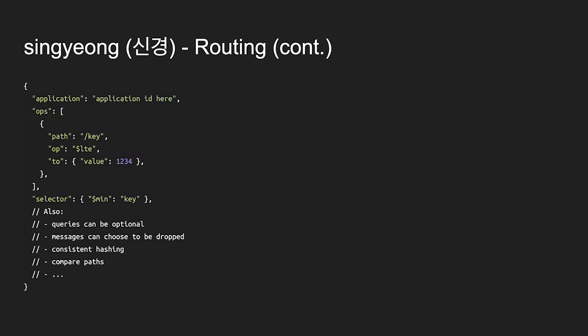And there are so many other features that this gets into, like you can have queries that are optional, so that if it doesn't match, just ignore the query and send it to any client. Your messages can choose to be droppable. If a query doesn't match, drop the message. You get consistent hashing, so you can specify a hash key, and as long as your query result is the same, your message will always go to the same client. And there's also the concept of comparing paths that I just touched on, so you could say, check if path/key is equal to path/key2, kind of a thing. And so many more things that I would not have been able to fit in here.